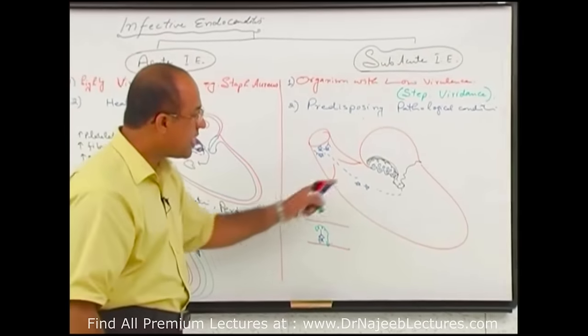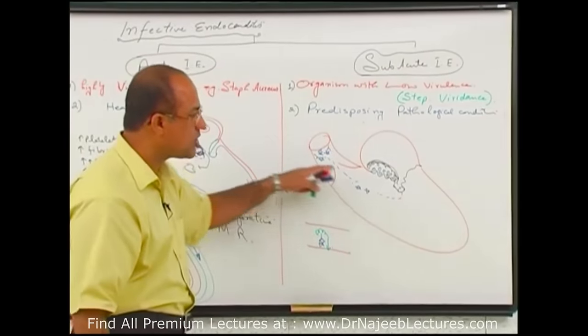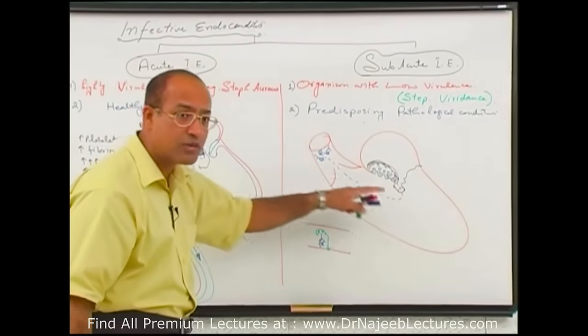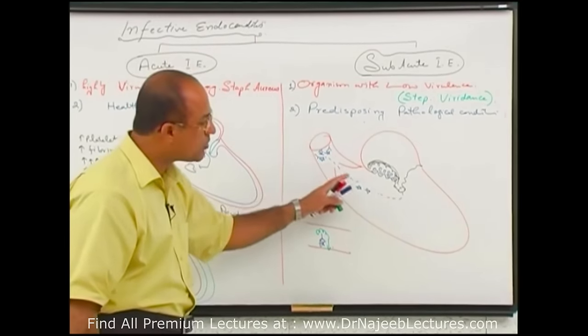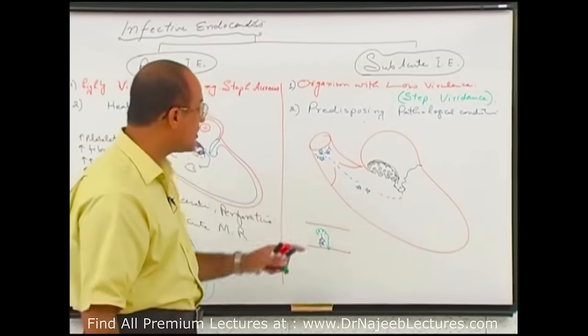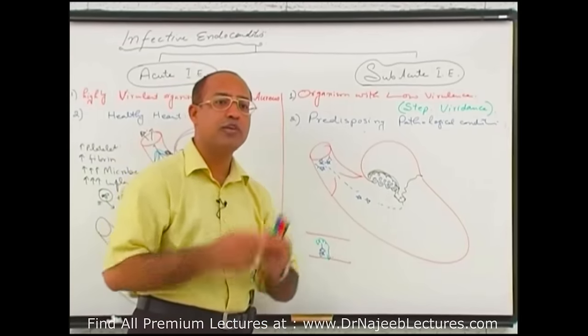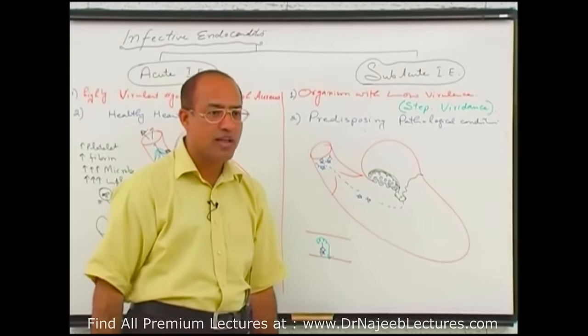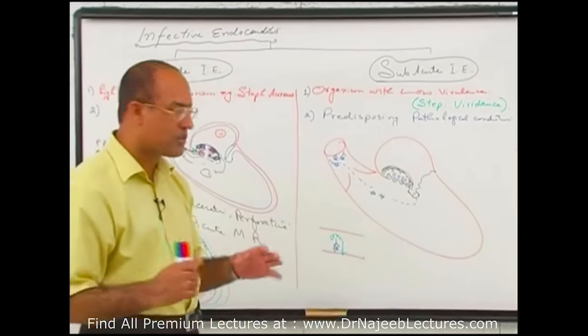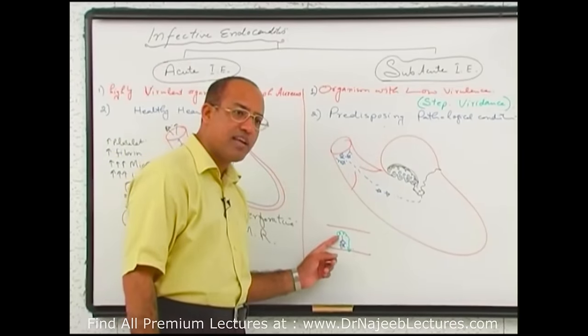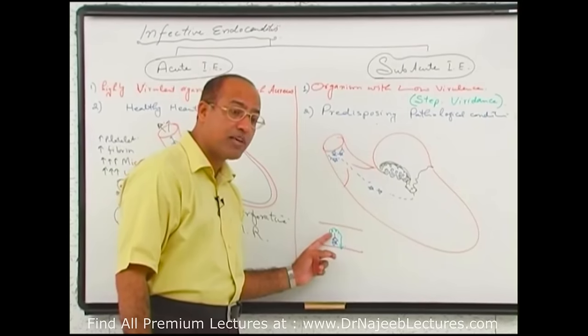Let me repeat it. Antigens are being shed by the vegetation for a long time into circulation. Antibodies are also following that. Antigen and antibody form immune complexes. These immune complexes get deposited into multiple parts of the circulation. Wherever immune complexes get deposited, they will activate the complement, and complement will damage the local tissue.